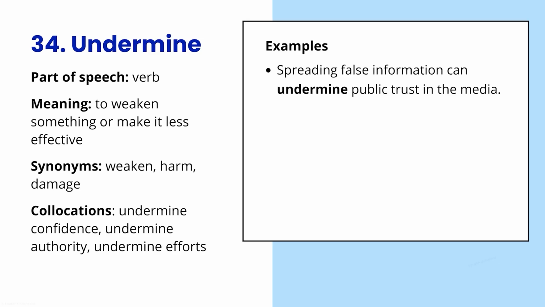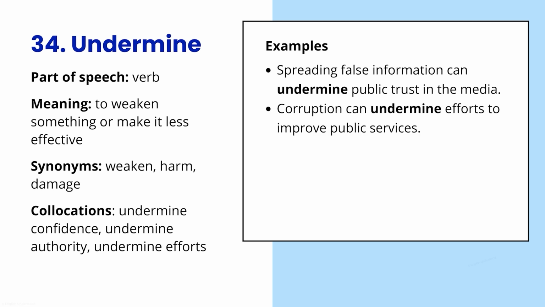Examples: spreading false information can undermine public trust in the media. So that means if the media tells lies or spreads false information, that might weaken the trust that the public has in the media. Corruption can undermine efforts to improve public services. Same thing, so it can weaken efforts or weaken actions to help improve public services. So undermine is much more advanced than just saying weaken or reduce, so it can really help to improve your vocabulary score. Use it when you're talking about actions that make a situation worse or reduce effectiveness.